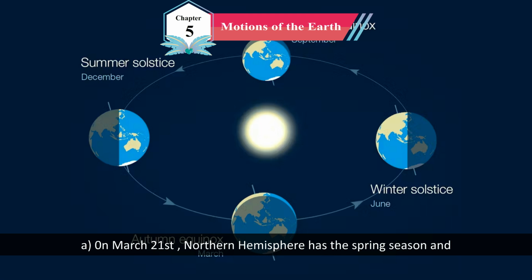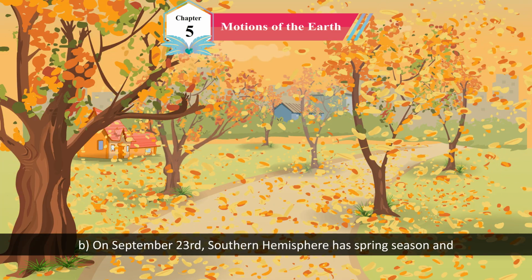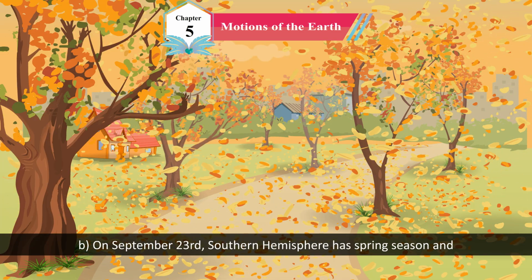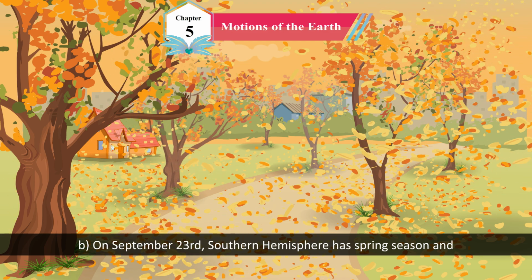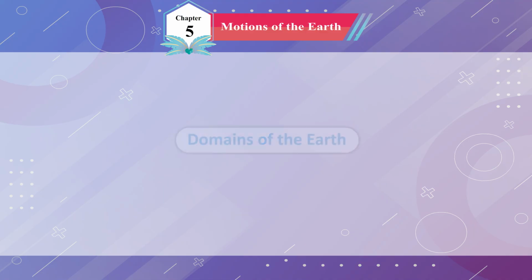A. On March 21st, the northern hemisphere has the spring season and the southern hemisphere has the autumn season. B. On September 23rd, the southern hemisphere has spring season and the northern hemisphere has autumn season.